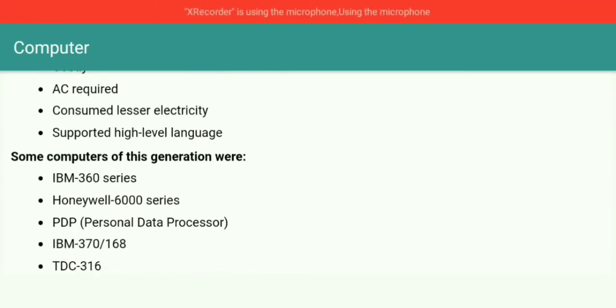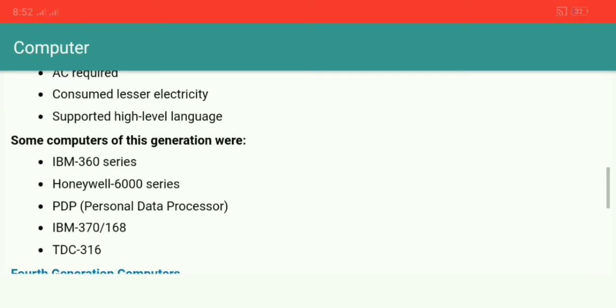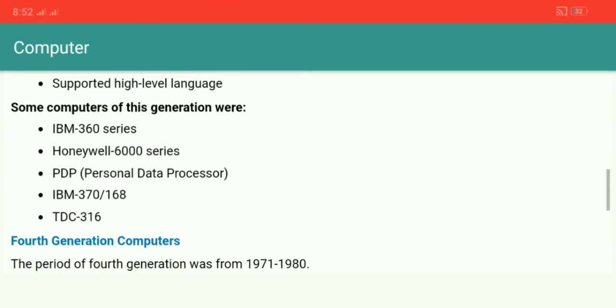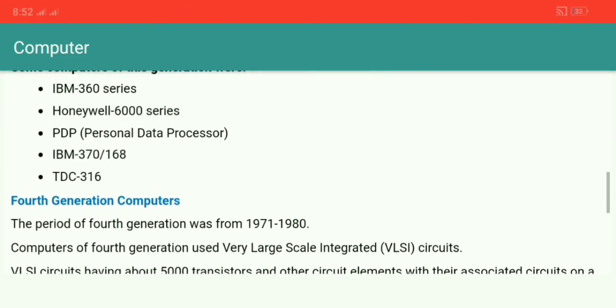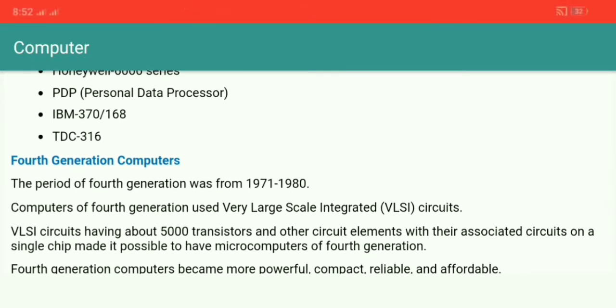Some computers of this generation were IBM-360 series, Honeywell 6000 series, PDP or Personal Data Processor, IBM-370/168, and TDC-316. So, fourth generation computers.